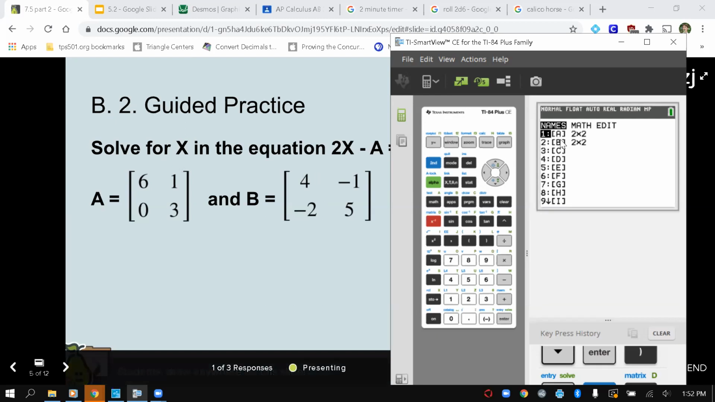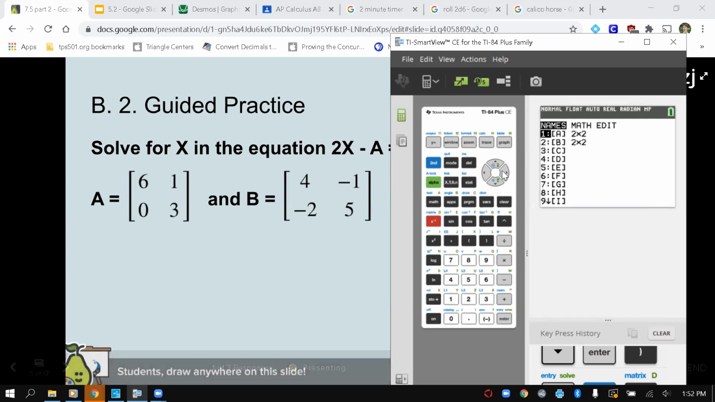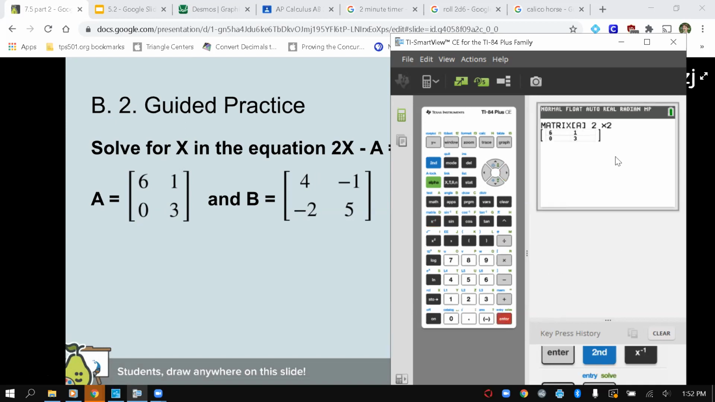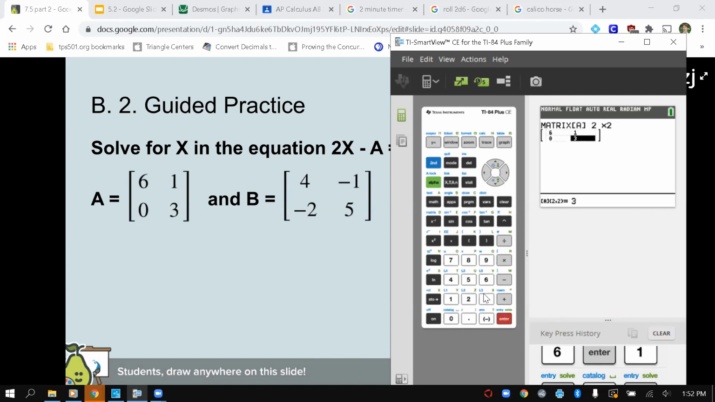Before you can really do that, though, you need to edit them. So you need to go right twice to the Edit tab, and then hit Enter. It'll ask you the size of the matrix. So you can see I already typed it in. It's a 2 by 2. And then it'll ask you to fill in all the elements. So I typed in 6, 1, 0, 3.